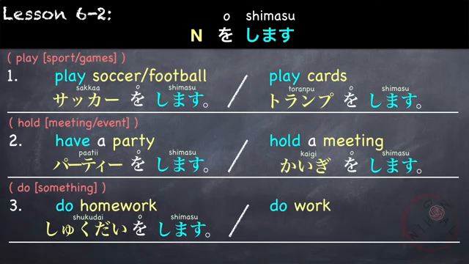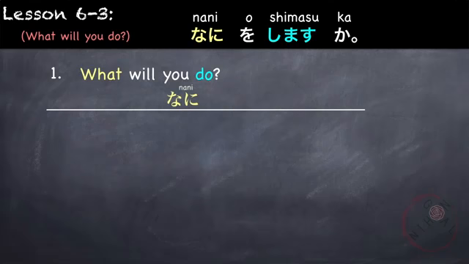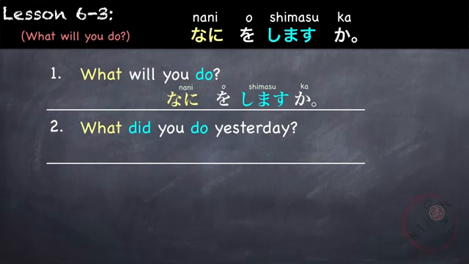Another example, do work. Work is shigoto. Shigoto o shimasu. Now, how to ask what will you do or what do you do? The pattern is nani o shimasu ka? What will you do? Nani o shimasu ka? You can also use this with the past tense.